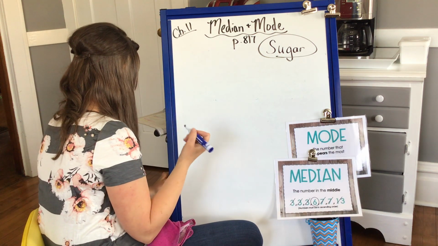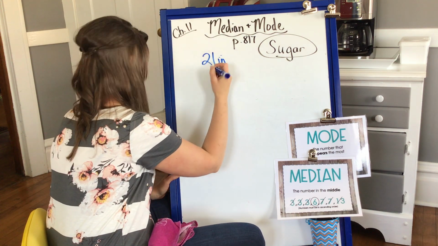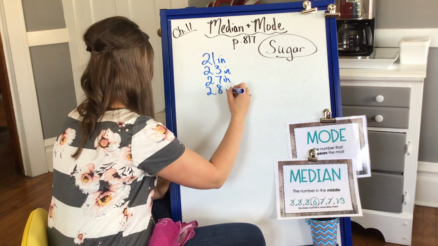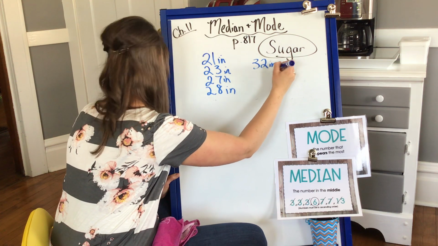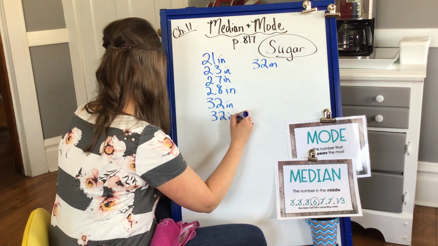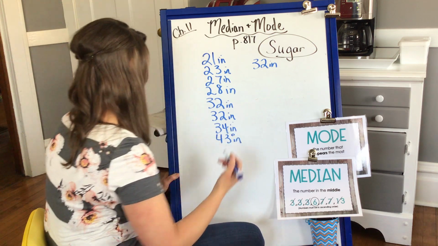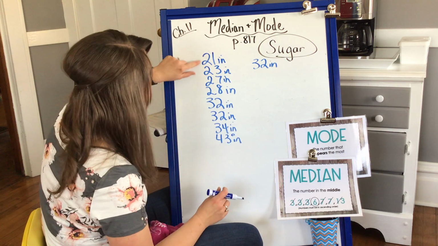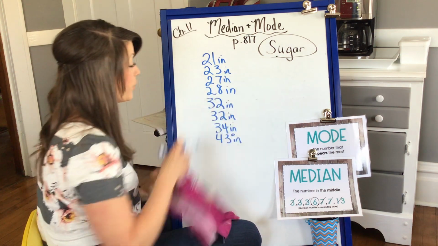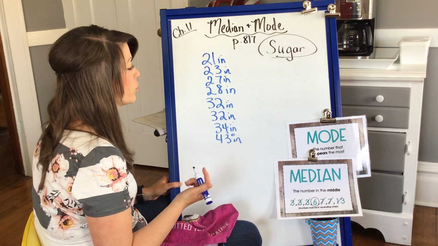Okay, my last problem is my annual rainfall. So I have 21 inches, 23 inches, 27 inches, 28 inches, 32, 32, 34, and 43. Okay, so these are actually already in order. So 1, 2, 3, 4, 5, 6, 7, 8. I should have 8 of them. So they're already in order, so I don't need to number them, but I have 8 of them. So I want to figure out which one is in the middle.